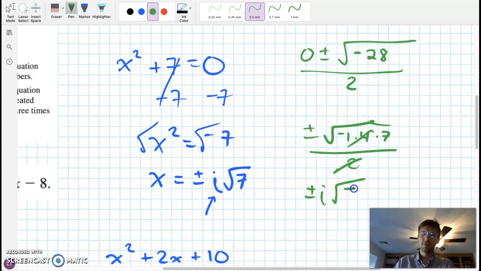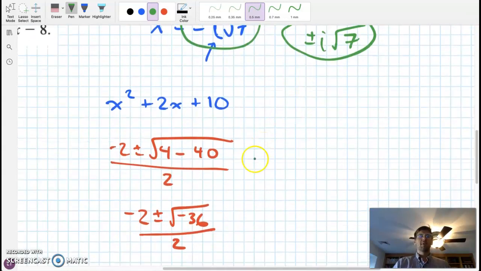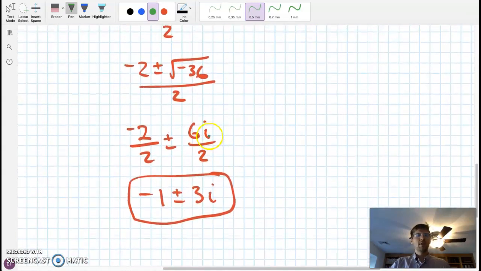So you can see when you have a binomial, it's much nicer to do the square root method, but the quadratic formula does work every time. Hopefully this helps for the non-real complex roots.